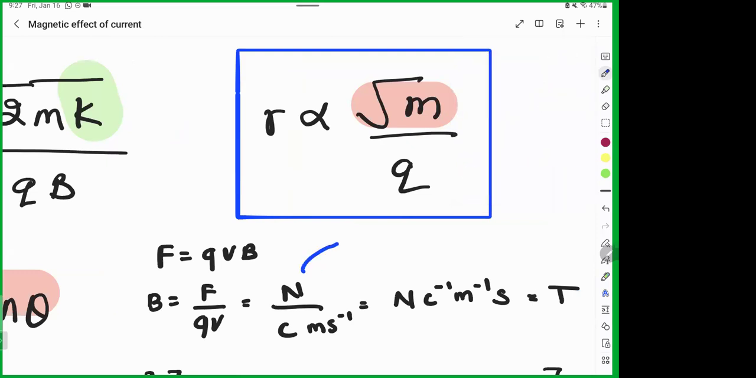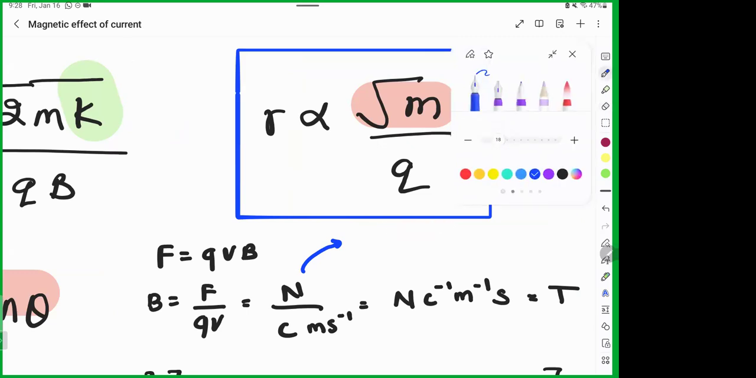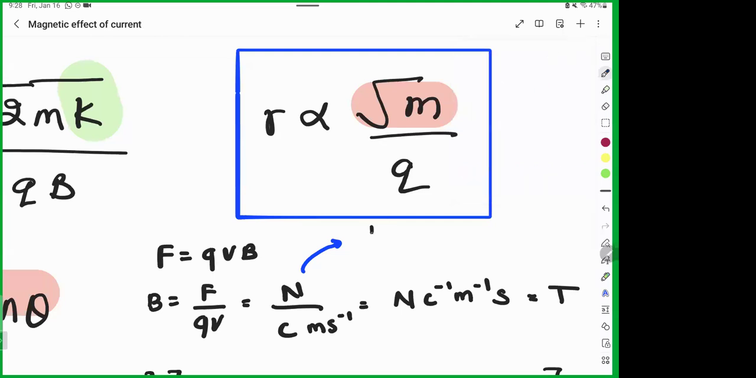How? You know force is MLT minus 2. Divide by what is the charge? AT. What is the velocity? LT minus 1. Correct. So what will be the dimension formula? M. L cancels, so L0, ML0. What is the T value? T cancels, T minus 2. What is the A? A inverse. Tell me guys, is this the dimension formula?